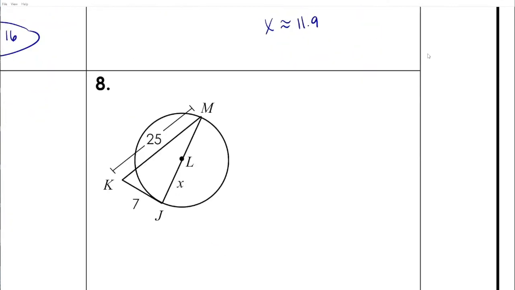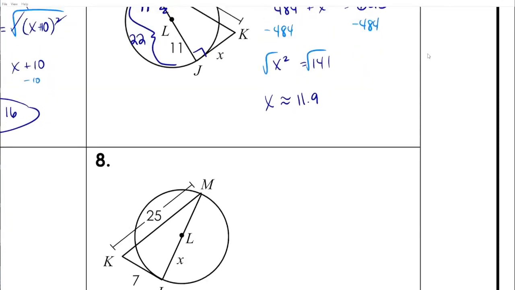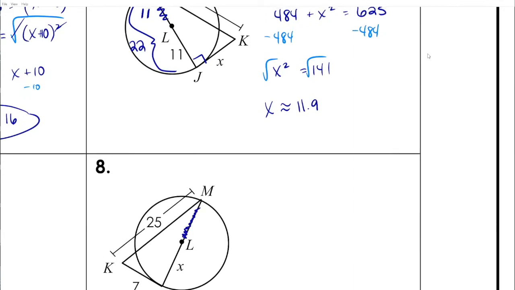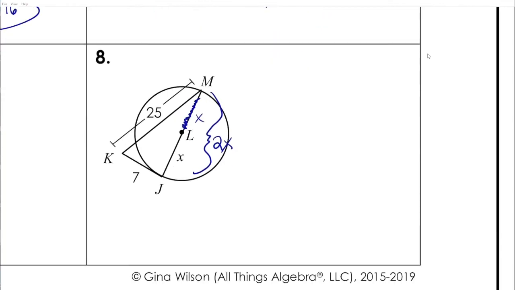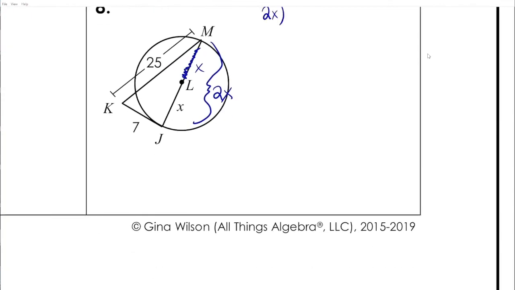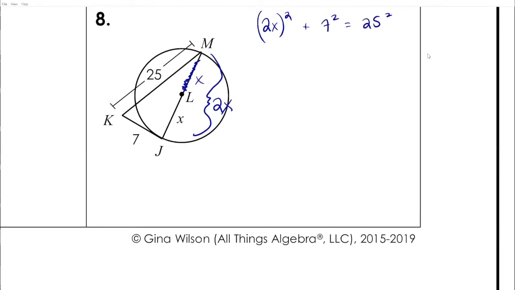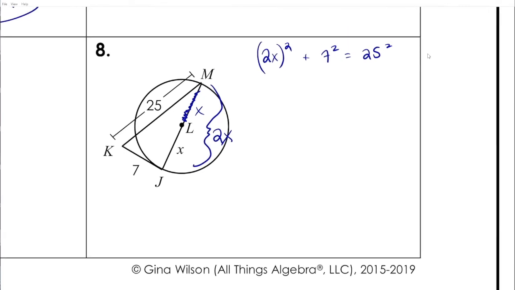Let's bounce on down to 8 because 8 throws another one at us. Got a missing radius. But we know the radius of this circle is actually x. So the full length would be 2x, not x squared. We're not multiplying our x's together. We're adding them. X plus x gives us 2x. Okay, so going to our Pythagorean theorem, (2x) squared plus 7 squared equals 25 squared. Sorry, you guys can't see that.